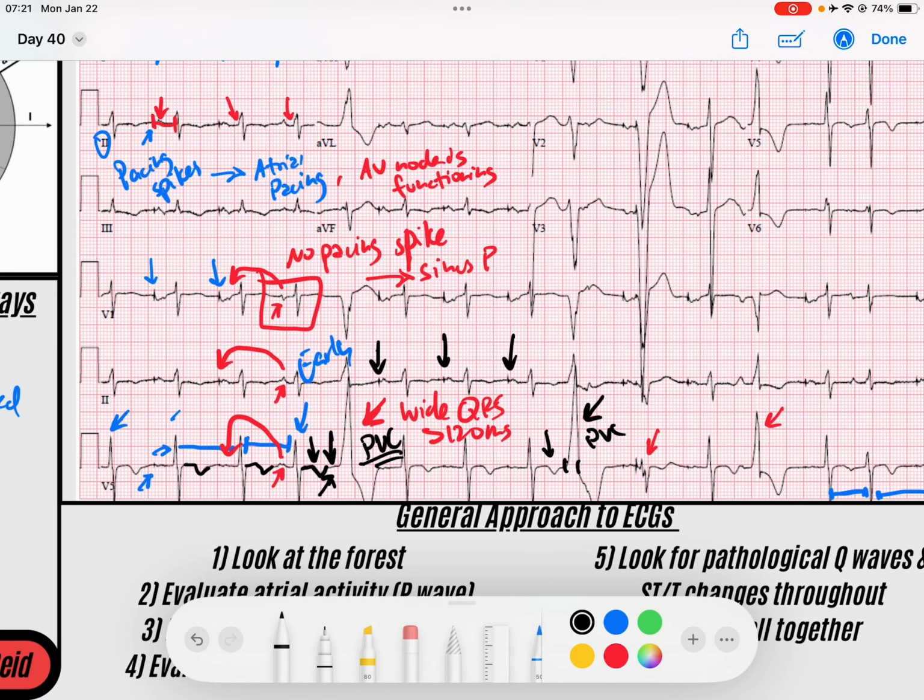Our next beat is kind of a funky beat. If you notice, we've got our paced atria, and then it looks like we've got our paced ventricle. So I think what we're seeing here is a fusion. I always spell fusion wrong. I think it's just one S. Fusion beat. A fusion beat is when you have a ventricular paced beat at the same time as the normal QRS that's going through. So it's like a merging.